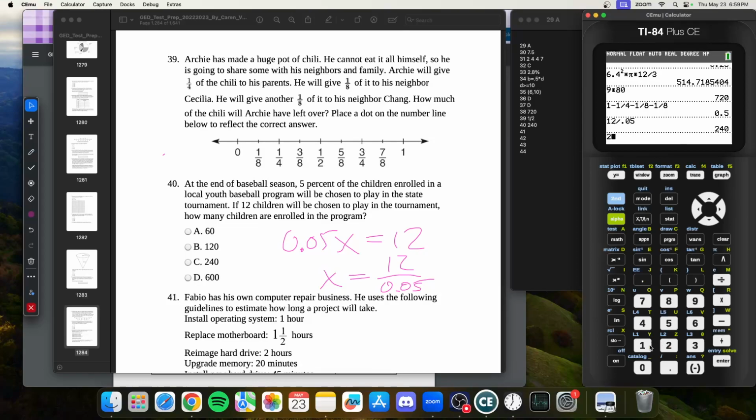You can do 240 times 5 divided by 100. Definitely don't be afraid to work backwards from the answers. One of the answer choices is 240. Is 5% of 240 12? Well, yes, it is.